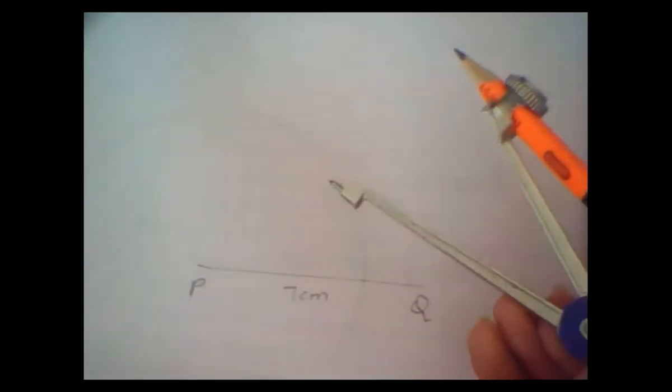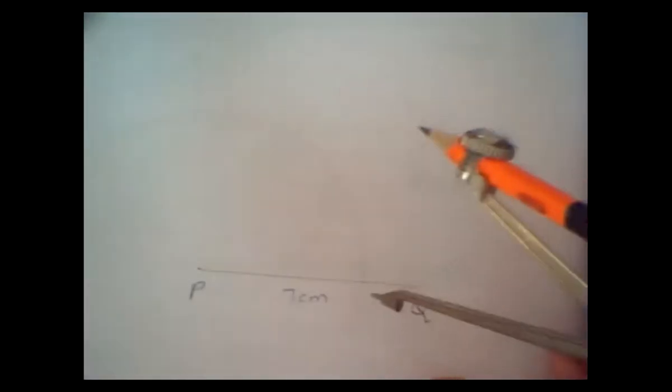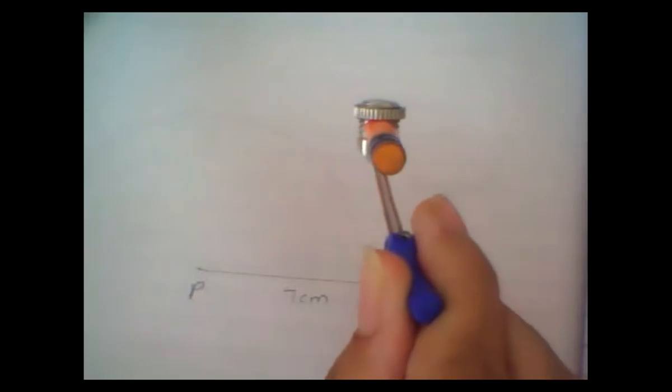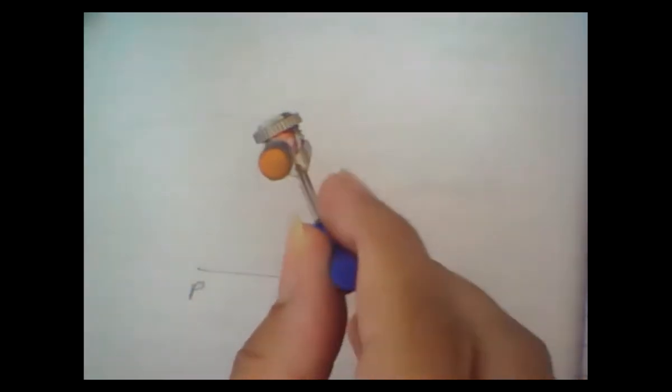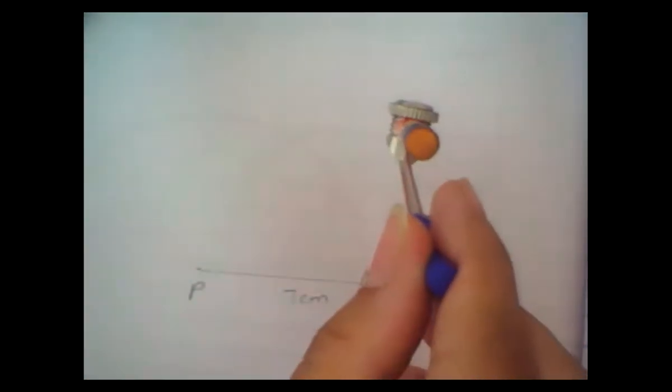Now with the same measurement, you do not have to move the compass, okay? Now with the same measurement, put your compass on this point where this semicircle meets your line segment PQ and draw one arc. Okay, draw one arc over there.